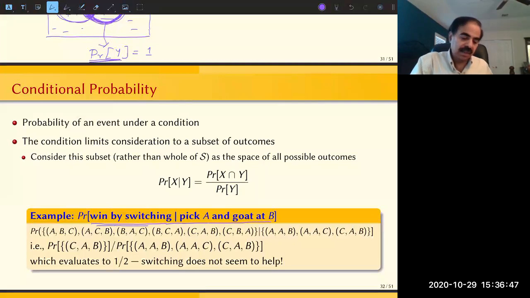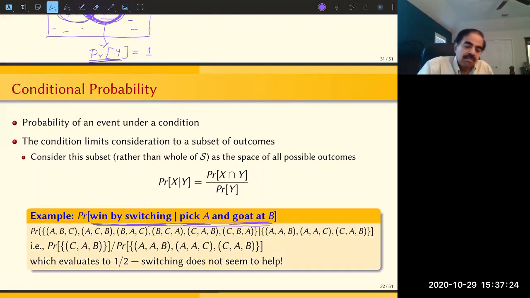So let's take an example of a conditional probability. One of them is that the contestant picked gate A, and there is a goat behind gate B. Okay, so given this condition, what is the probability that the player can win by switching choice from gate B to gate C?